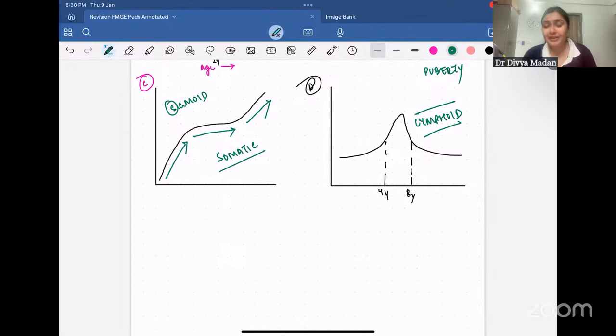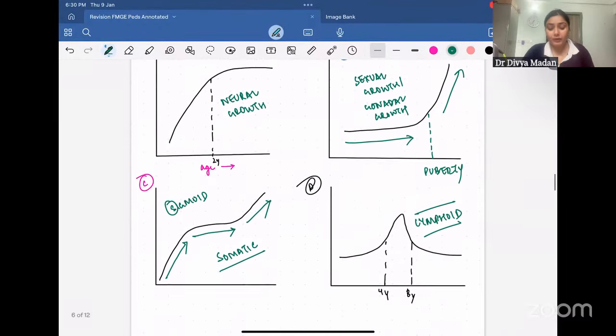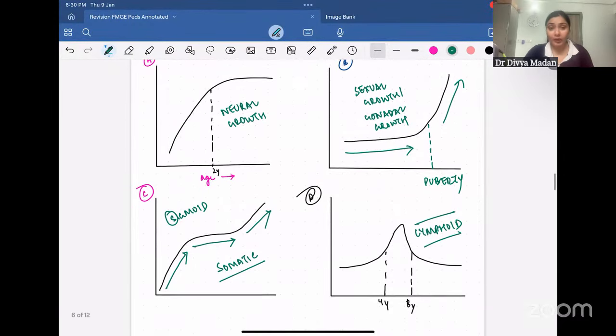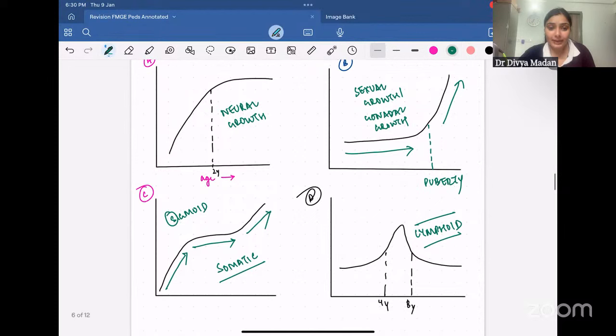Okay, so we have discussed four curves: the neural growth curve, the sexual growth curve, which is sigmoid in shape, the somatic growth curve, and the lymphoid growth curve. Right? Important curves for your exam. You can't afford to mark these simple questions wrong. In each exam, either there is a statement-based question or a diagrammatic question where they show these graphs and ask you about it. So very simple. You can understand very nicely.